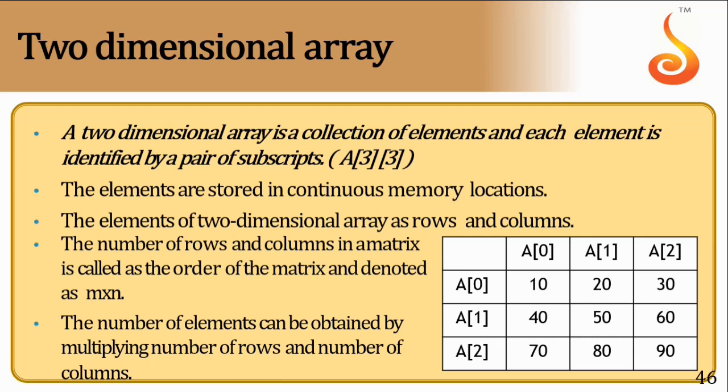The number of elements, how can you obtain? By multiplying the total number of rows into the total number of columns. Like if I say 3 cross 3, then I will have 9 elements, that is 3 rows and 3 columns, which is 9 elements, 3 into 3. So you can obtain the number of elements by multiplying the number of rows into the number of columns, and then these can be represented in the form of matrices.